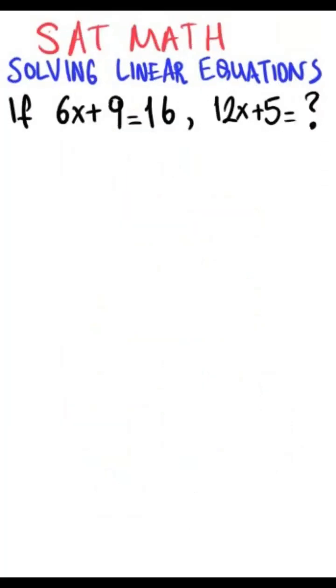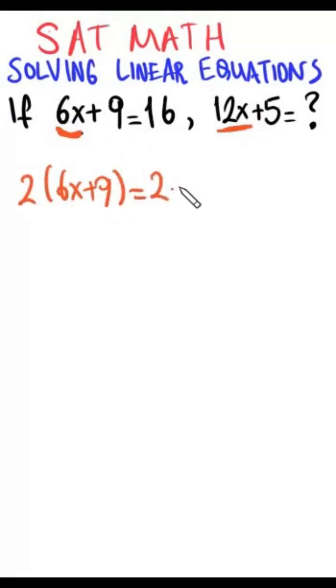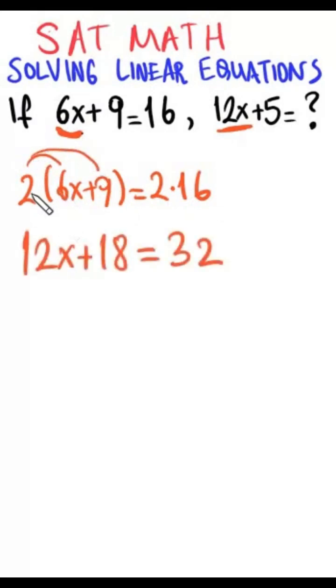If 6x plus 9 is equal to 16, what is the value of 12x plus 5? As you can see, I have 6x here and I have 12x here. So if I multiply the left hand side and the right hand side by 2, I'm going to get 2 times (6x plus 9) is equal to 2 times 16, because whatever you do on the left hand side, you've got to do the same thing on the right hand side. So when you do the distribution, 2 times 6x is 12x, 2 times 9 is 18, so this is plus 18, and 2 times 16 is 32.